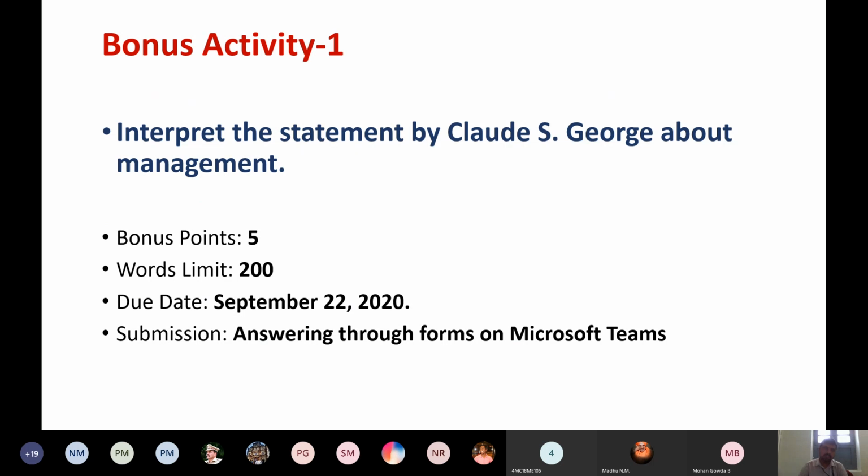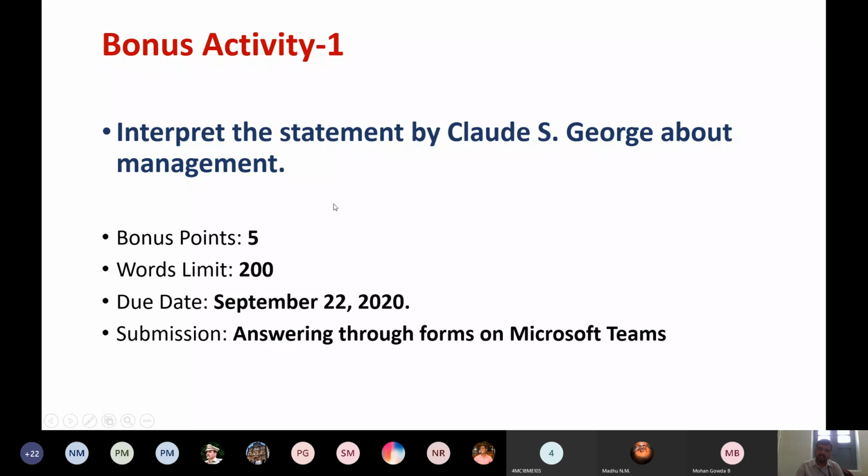Okay, so next, there is a bonus activity. After completion of this class, you can start answering for this bonus activity. You can answer till tomorrow, so the last date is tomorrow. In the next slide, there is a statement. Interpret the statement by Claude S. George about management. You have to interpret that, meaning what is its relevance? What is the meaning of the statement?